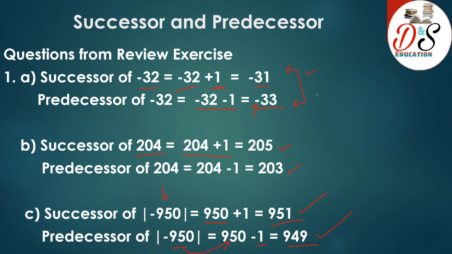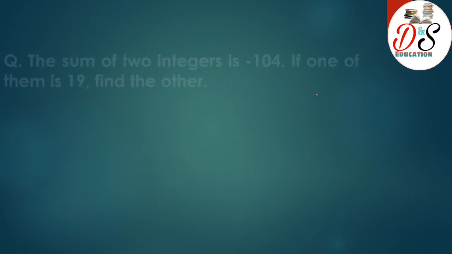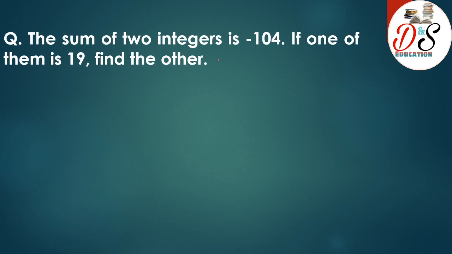Okay, so moving on, now we will discuss some more questions from integers. Okay, here we have a question: sum of two integers is -104. So we have the sum of two integers given. If one of them is 19, find the other. So we have to find the other integer.